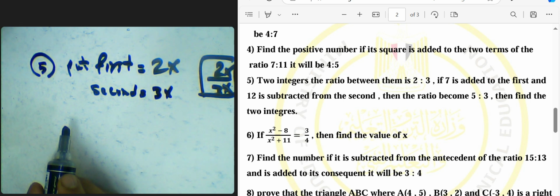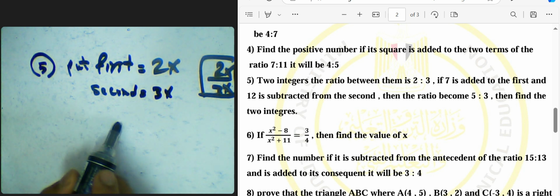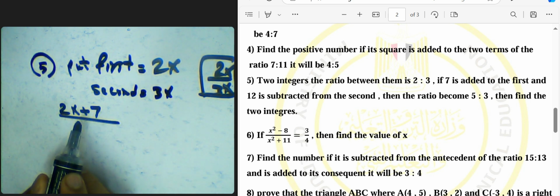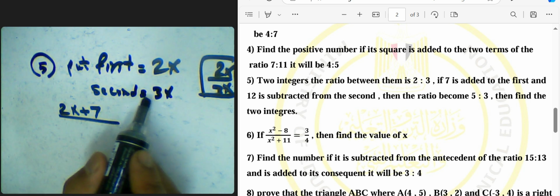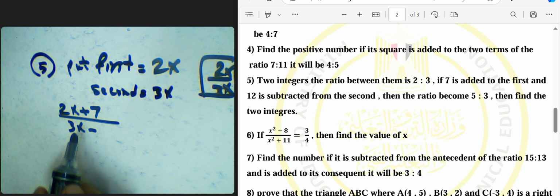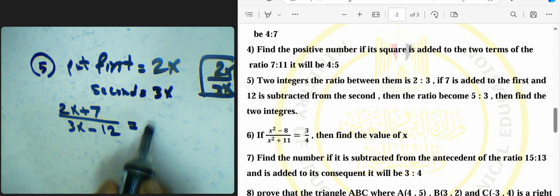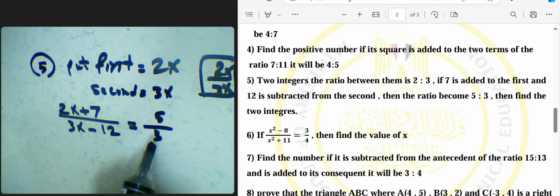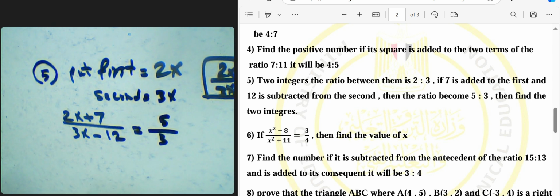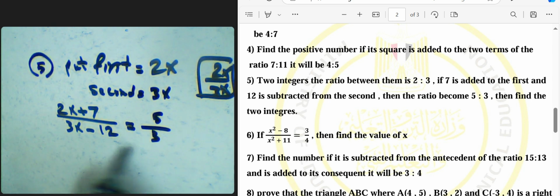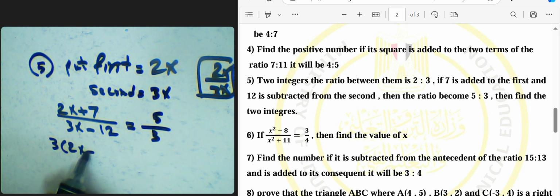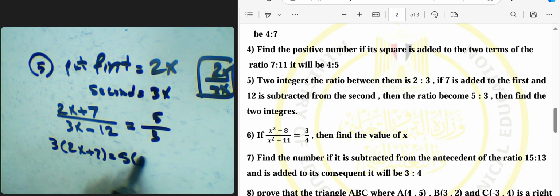And if 7 is added to the first number, we have the first number 2x added to 7. And 12 is subtracted from the second. The second here is 3x subtracted by 12. Then the ratio becomes 5 over 3. And then you can use the rule here: product of extremes equals product of means. 3 times (2x plus 7) equals 5 times (3x subtract 12).